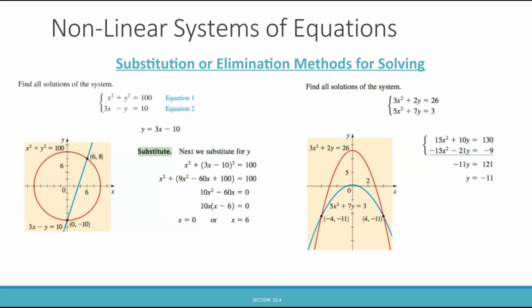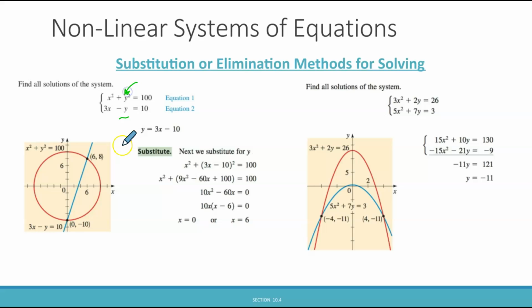As we looked at before with substitution, we want to pick a variable that's easiest to solve for. In this case, negative y is going to be easiest to solve for. So we add over the y, subtract over the 10, and we get y equals 3x minus 10. Now that's going to get substituted into the remaining equation.